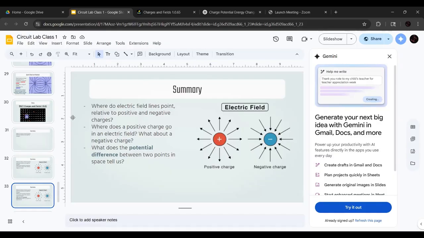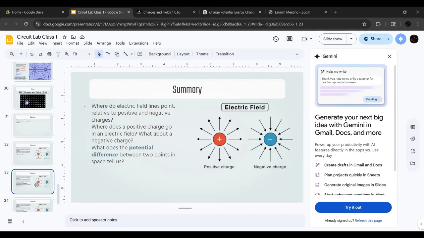What I mean by that is if I have 10 volts right here and 0 volts right here, a positive charge will go from here to here, from the 10 volts to the 0 volt place, instead of from the 0 volt to the 10 volt place, because positive charges go from high potential to low potential.